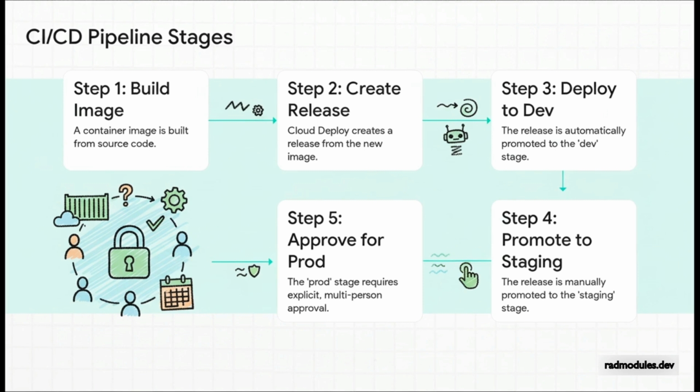As you can see here, it's a multi-step process. Your code gets built into an image. Then, a release is created. After that, it moves through different stages. Maybe it automatically deploys to a dev environment, but then requires a manual thumbs up before it hits staging and finally production. This controlled, staged rollout is critical for reliability.